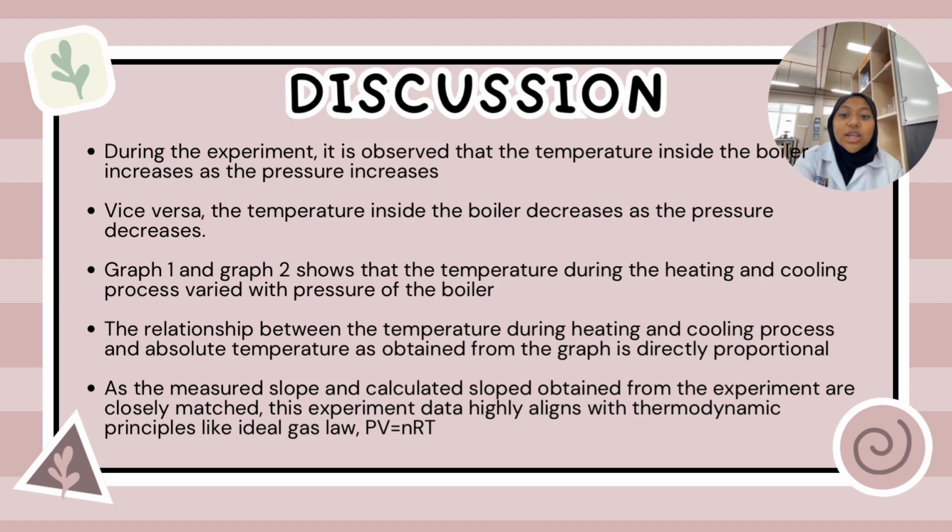The discussion of this experiment is, firstly, during this experiment, it is observed that the temperature inside the boiler increases as the pressure increases, and vice versa, the temperature inside the boiler also decreases as the pressure decreases. Graph 1 and Graph 2 show that the temperature during the heating and cooling processes varies with the pressure of the boiler. The relationship between the temperature during the heating and cooling processes and absolute pressure as obtained from the graph is directly proportional. And as the measured slope and calculated slope obtained from the experiment are closely matched, the experiment data highly aligns with thermodynamic principles like the ideal gas law, which is PV equals nRT.